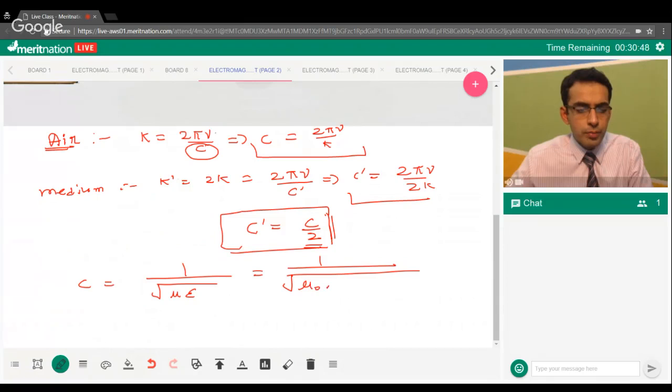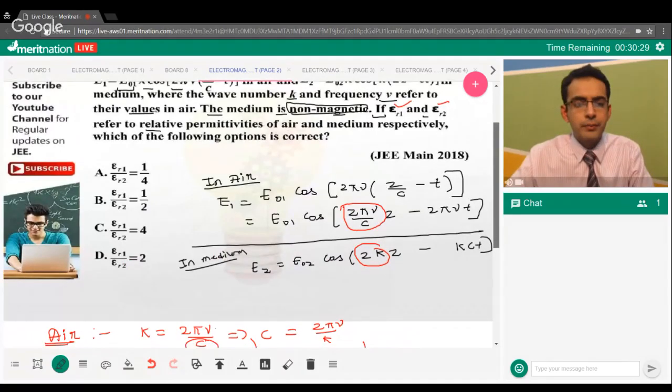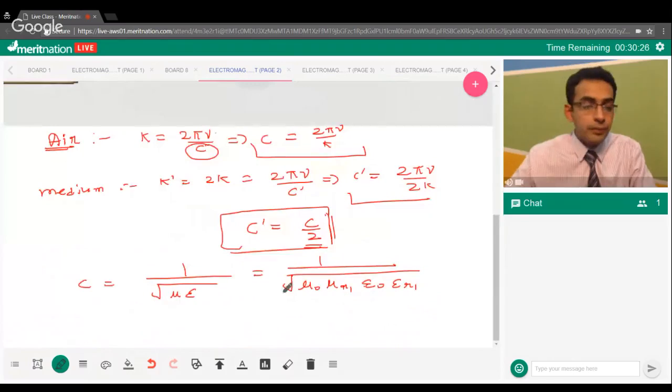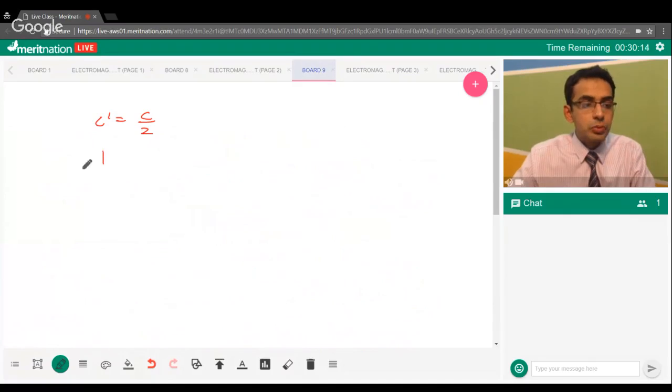Mu naught, mu r1 and epsilon naught, epsilon r1. Comparing the two media, epsilon r1 and epsilon r2 refer to the relative permittivities of air and medium respectively. So that means C dash is equal to C by 2. Now writing C dash, meaning for medium 2.